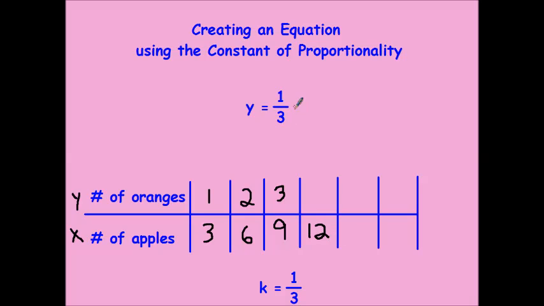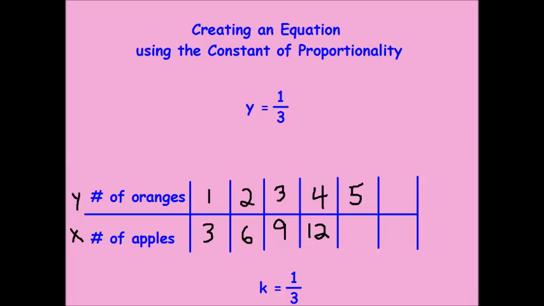So now let's use this to calculate for 12 apples. I replace x with 12. I do 12 times 1, that's 12. 3 times 1, and again the 1 is underneath the 12, is 3. 12 over 3 reduces to 4, so that tells us y equals 4 when x equals 12.